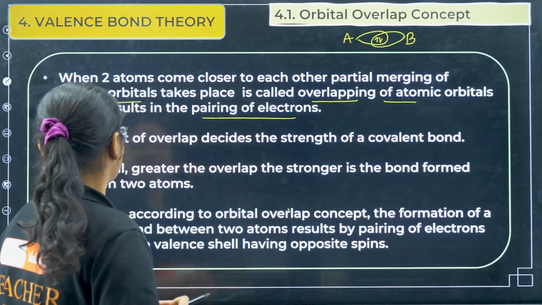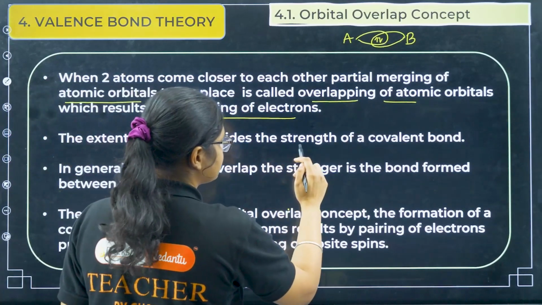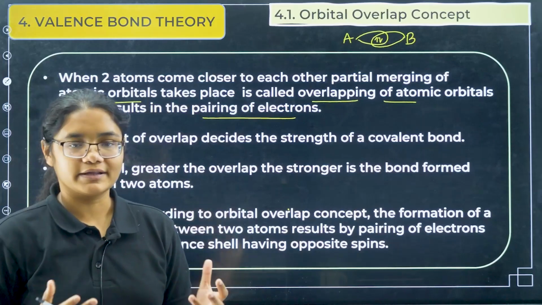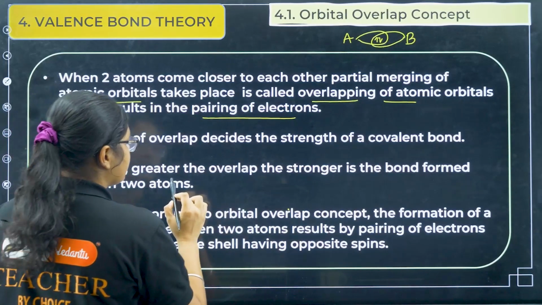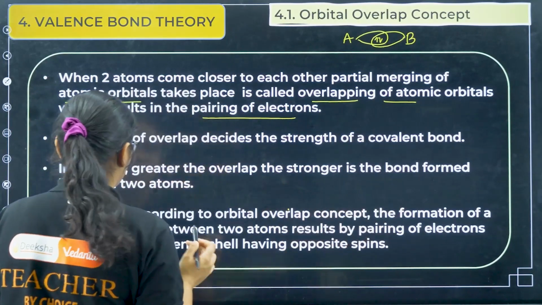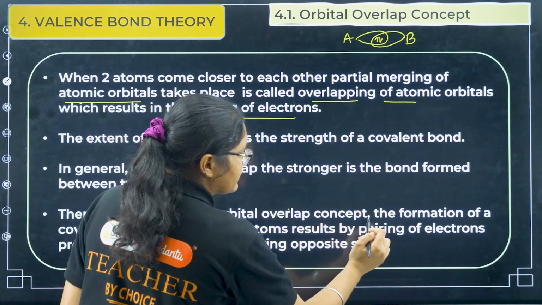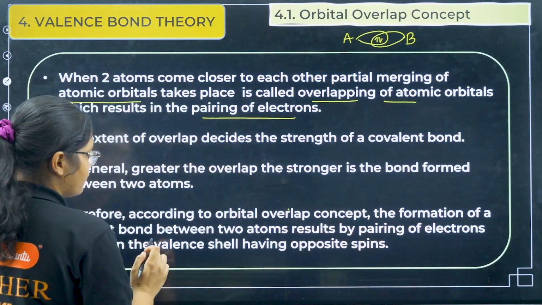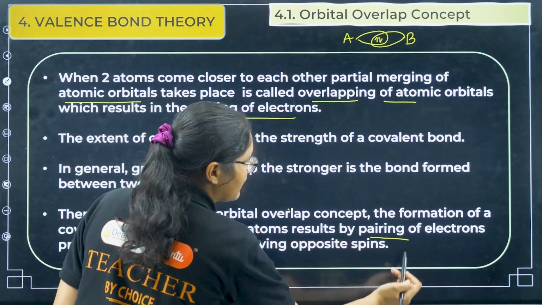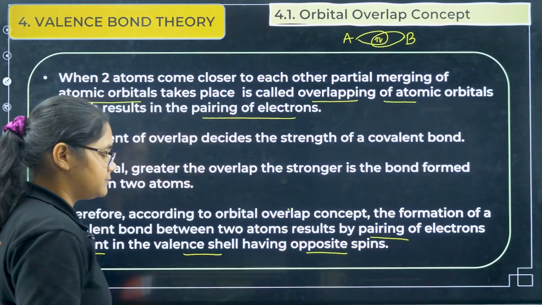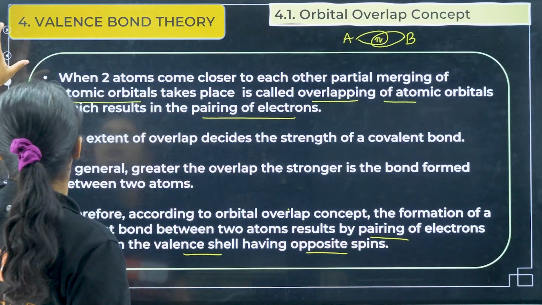Next, the extent of overlap decides the strength of a covalent bond. So more is the overlapping, stronger is the bond. In general, greater the overlap, stronger is the bond formed. Therefore, according to the orbital overlap concept, the formation of a covalent bond between two atoms results from pairing of electrons present in the valence shell having opposite spins.